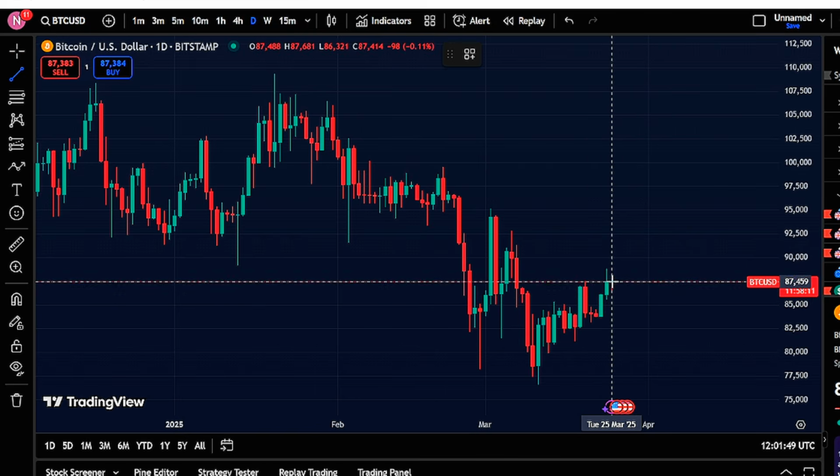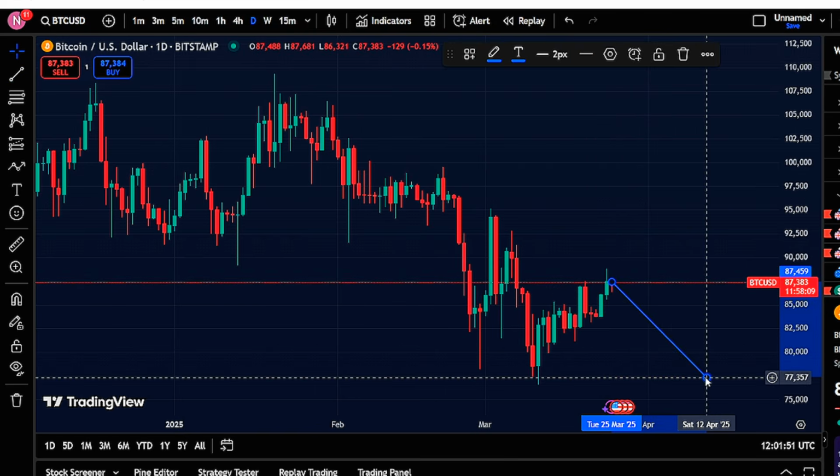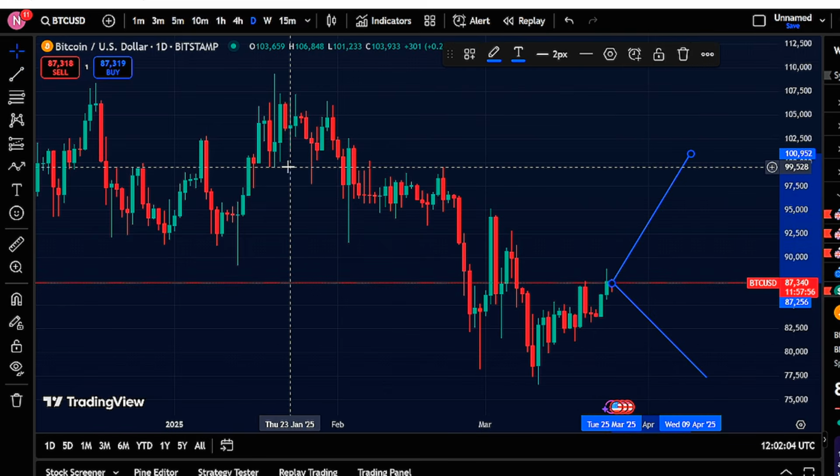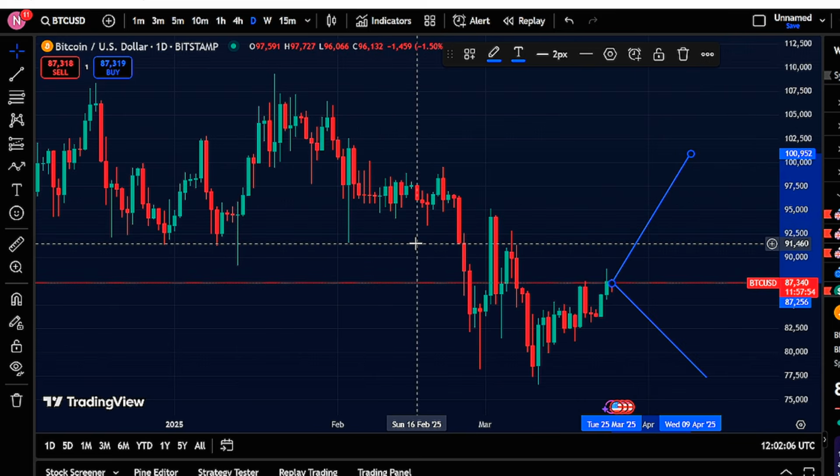Do you think from this point it's going to be going downwards? Or do you think from this point it is going to be going upwards? What do you think right here? Just bear that in mind. That's what we call the bias.